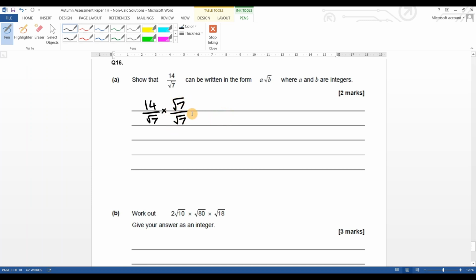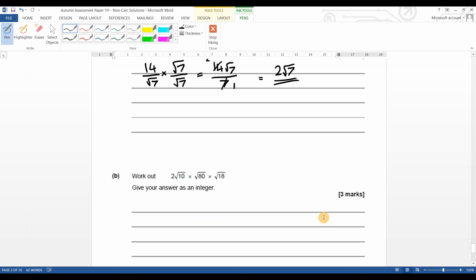I'll multiply this out, so you'll get 14 root 7 at the top over root 7 times root 7, which is just 7 on its own. So the roots cancel each other out, and you'll just get 7 there. And then we can simplify this. How many 7s go into 14? 7 goes into 7 once, and 7 goes into 14 twice. So you should get your answer 2 root 7. And you've got it in that form, a root b. That's your answer for part A.